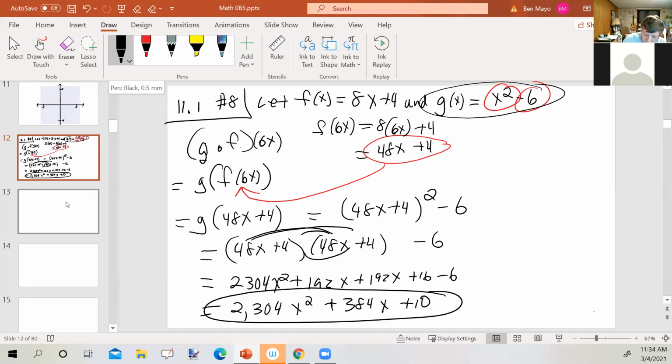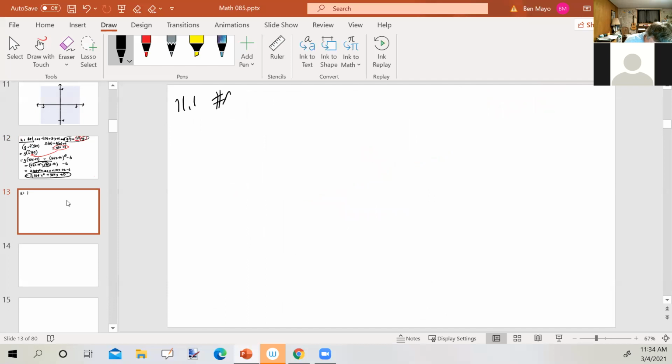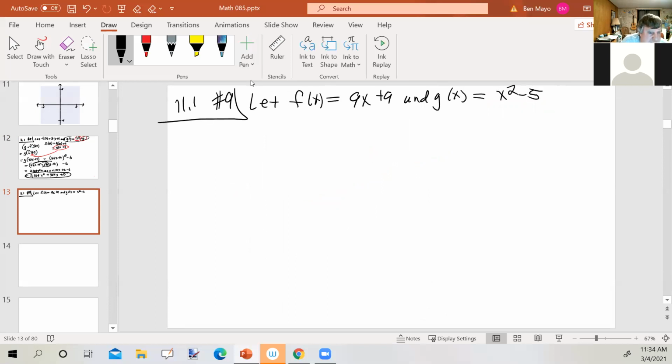Yes. Okay, so this is still in 11.1, number 9, and it says, let's see here, let f of x equal 9x plus 9 and g of x equal x squared minus 5. Find the following. F composed with g of 3x. F composed with g of 3x equals f of g of 3x.